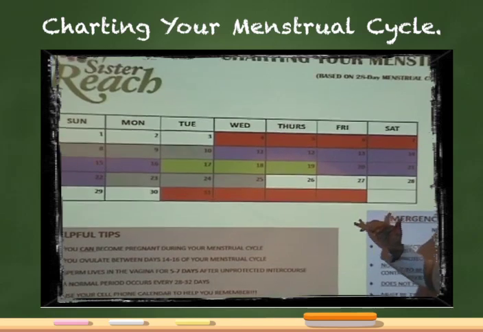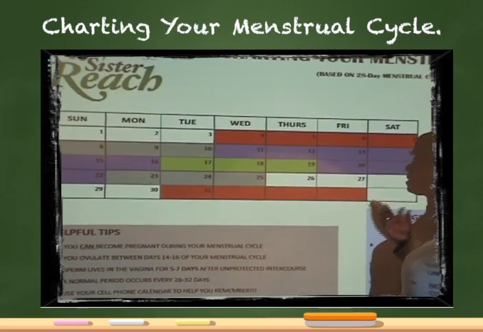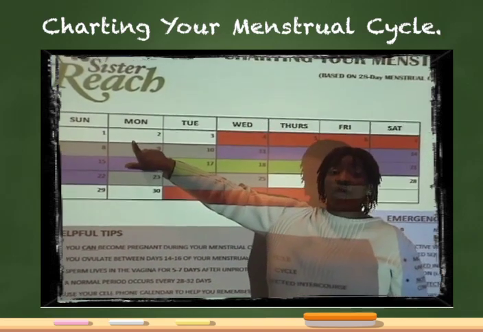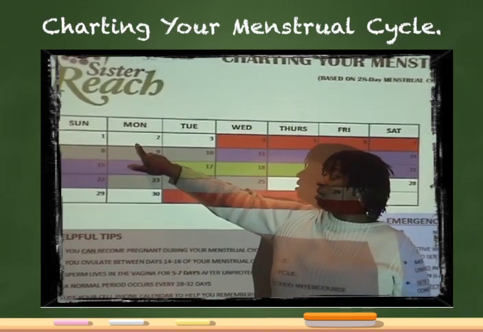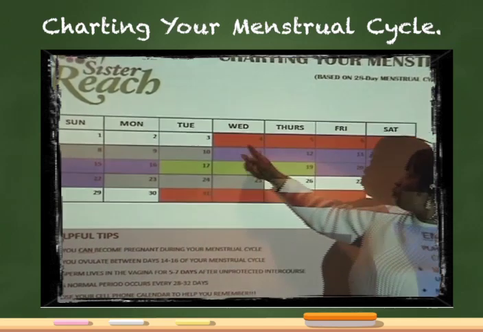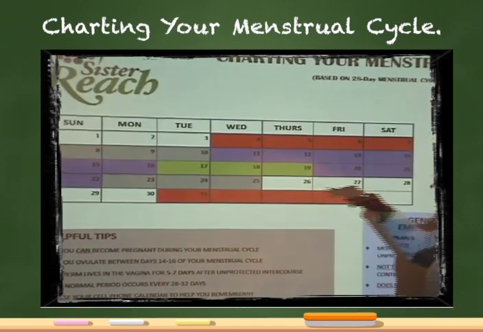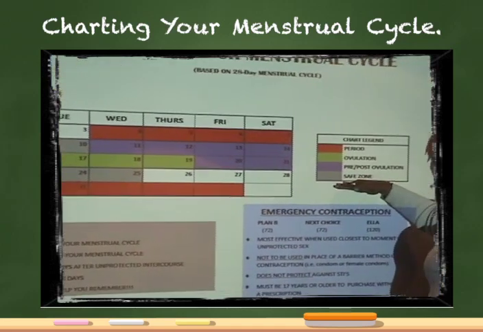Okay? So let's say that the person has sex on the day before their period begins. Okay? And the sperm lives in the vagina 5 to 7 days. 1, 2, 3, 4, 5, 6, 7. We're in the gray. And so again, that means we are in the safe zone.